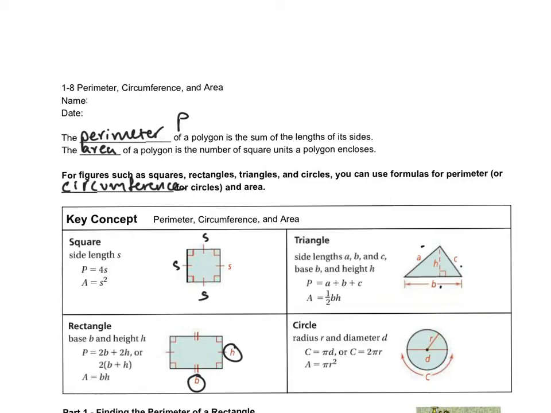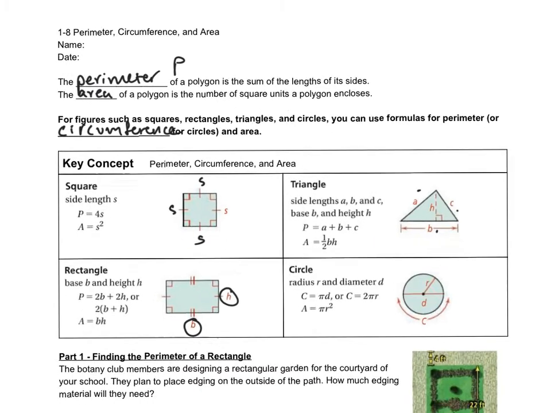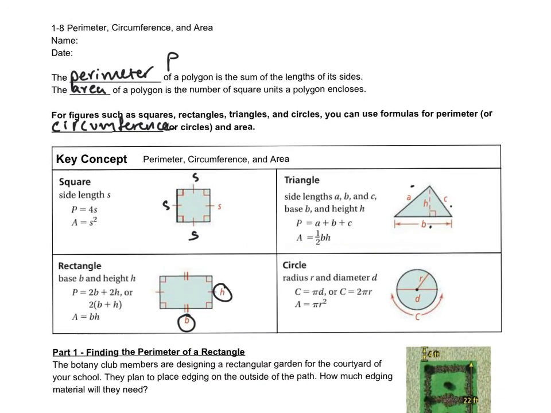And for a circle, the circumference, if you're given the diameter, is the diameter times pi. Now, if you're given the radius, remember, the radius is half of the length of the diameter. So if you're given the radius, it is 2 pi r, so 2 times the radius times pi. And then the area is pi r squared, r being the radius.